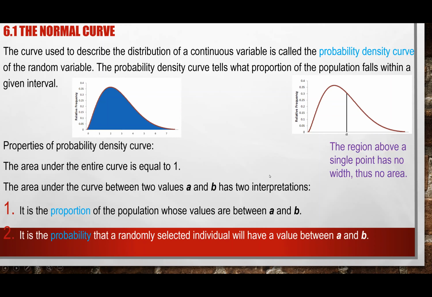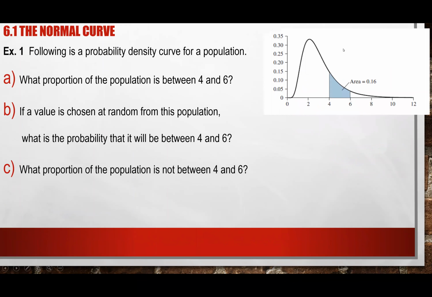Okay, so let's take a look at this typical question with your probability density curve. Let's say I give you this probability density curve, which is, again, looking at this, divided into 0 to 2, 2 to 4, 4 to 6, 6 to 8, 8 to 10, and so on, right?